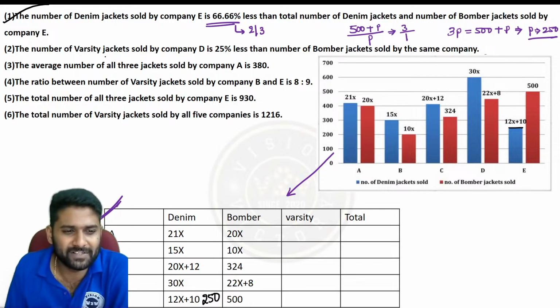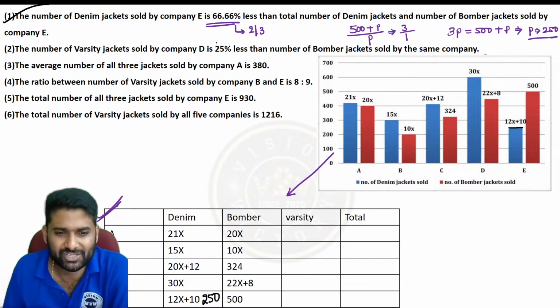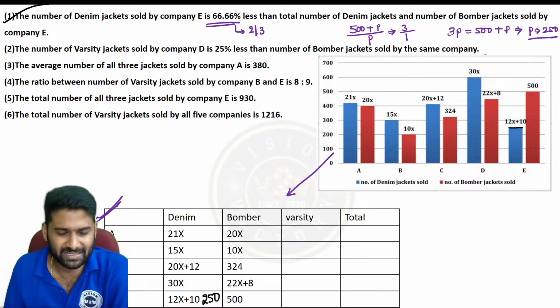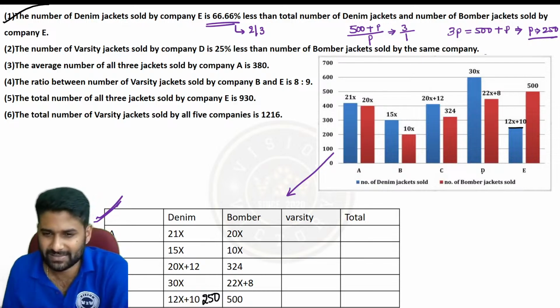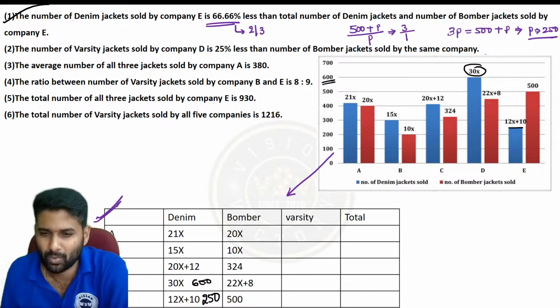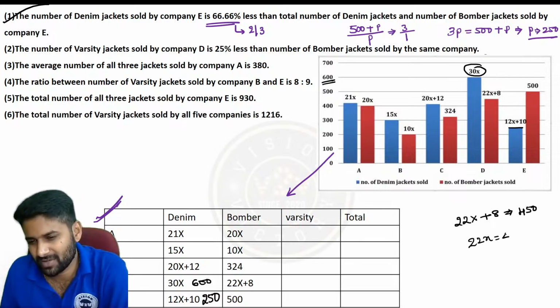Second one, the number of varsity jackets sold by company D is 25% less than the bomber jackets sold by the same company. They clearly mentioned that they're talking about company D. So for company D we have 30x equal to 600. Now the D value is 600. Now what about 22x plus 8? That value is exactly equal to the middle of this number, which means 450. Now what about the 22x value? The 22x value is equal to 442. Then what about the x value here?